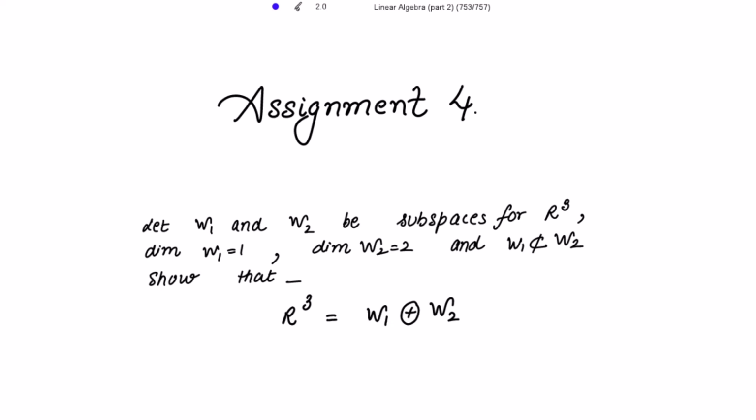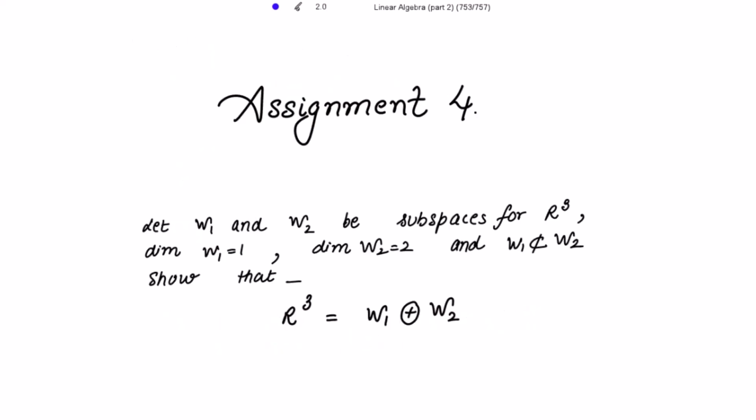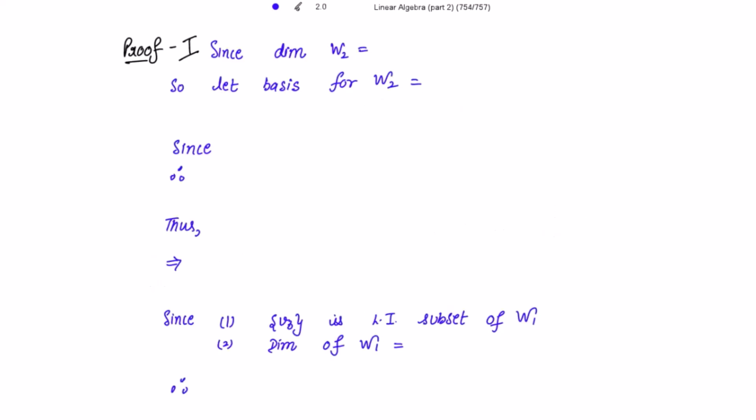So to prove that R3 is a direct sum of these two subspaces, we have to show two things: that R3 is equal to W1 plus W2, and the intersection of W1 and W2 is equal to the zero element. These two results we have to show, and then we say that R3 is the direct sum of W1 and W2. Now it's given to us that the dimension of W1 is 1 and the dimension of W2 is 2, right? So let's start with the proof.